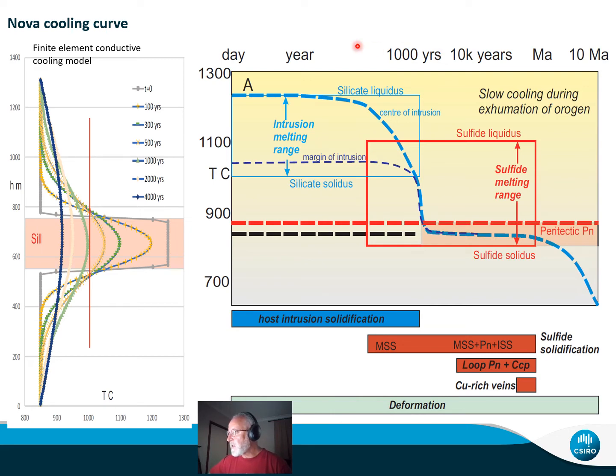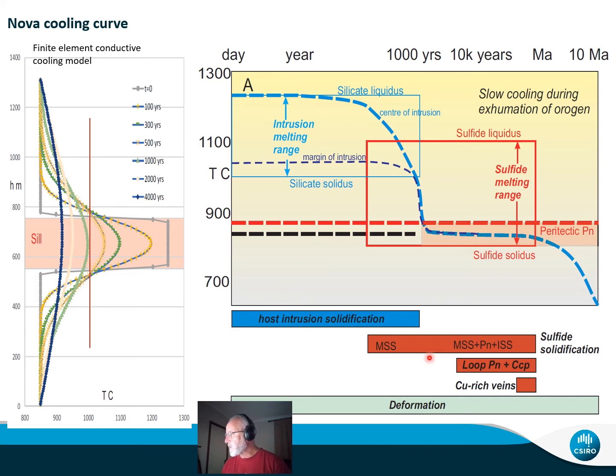And we've got a bit of an idea. There's some thermochronology work being done looking at how long that takes. It's probably on the order of around 10 million years. In other words, these sulfides are liable to be staying molten for anything up to millions of years. So that's why we can get such enormous penetration of the sulfides into the country rock.